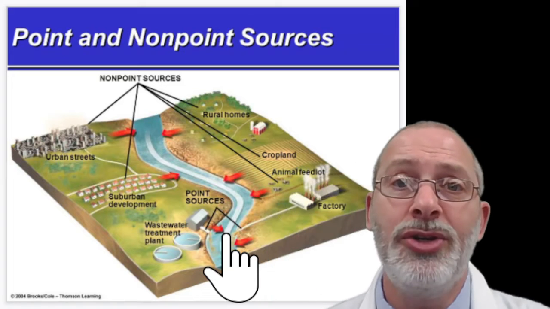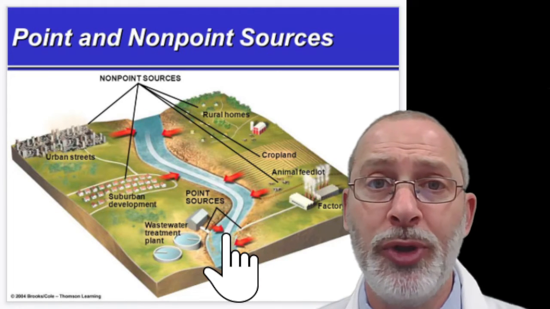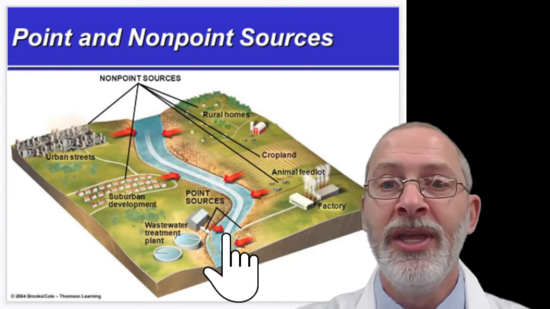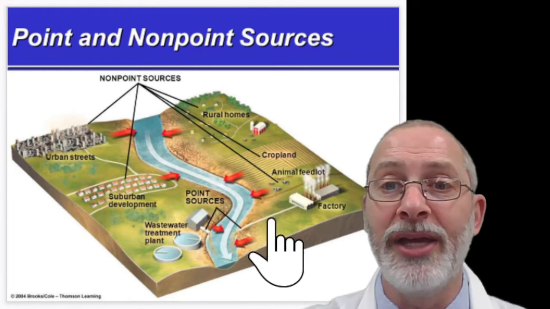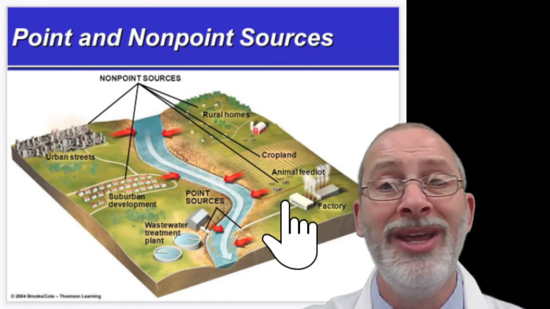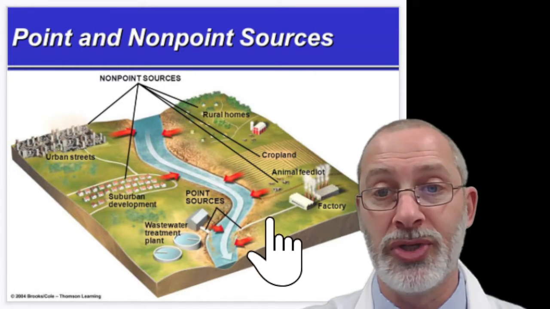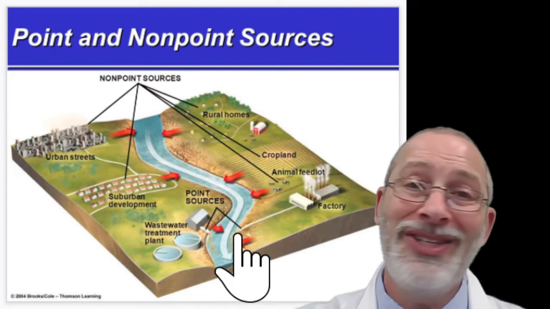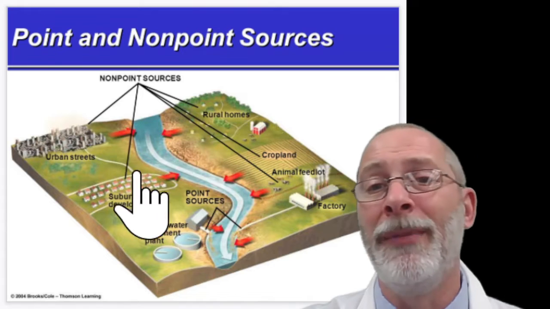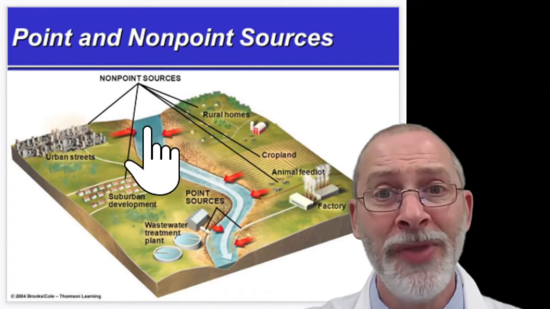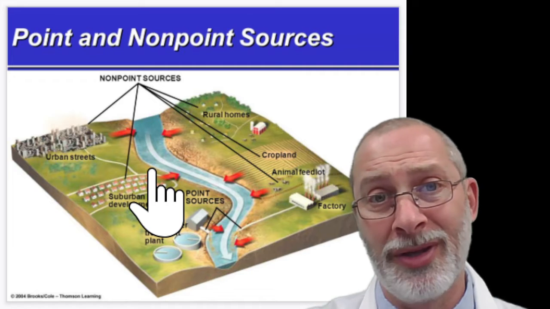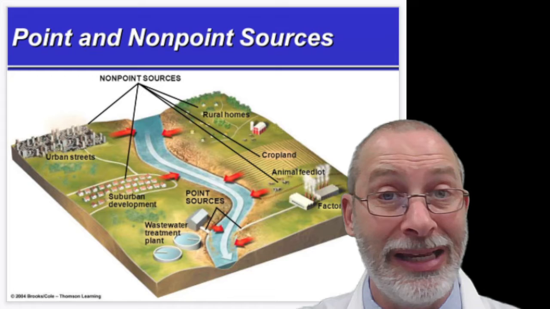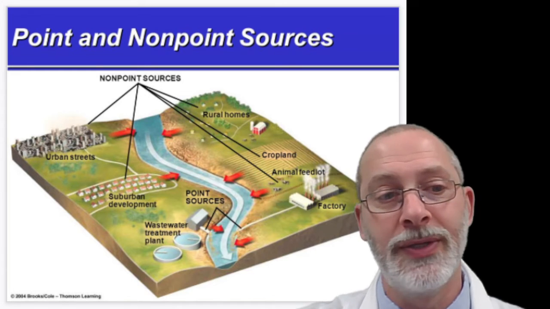Typically, it's easier to address point source pollution because we can create legislation or laws that protect the environment by addressing point source pollution, and it's easy to monitor those locations. You simply go to the point sources and you take samples. It's not so easy to take samples from large areas where non-point source pollution comes from. It's a lot more difficult to control and regulate those types of sources.